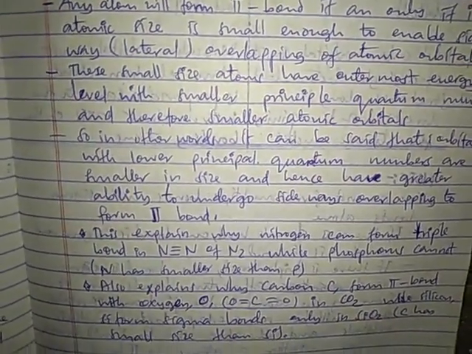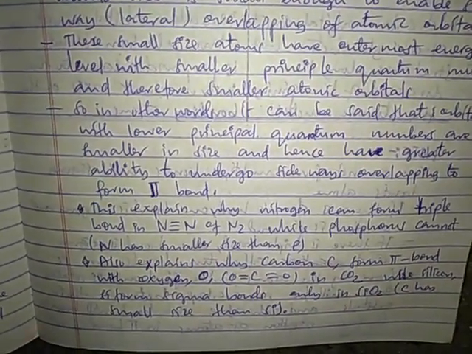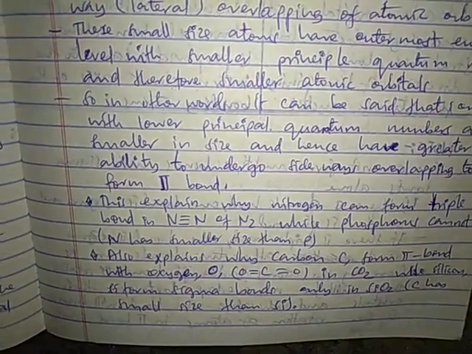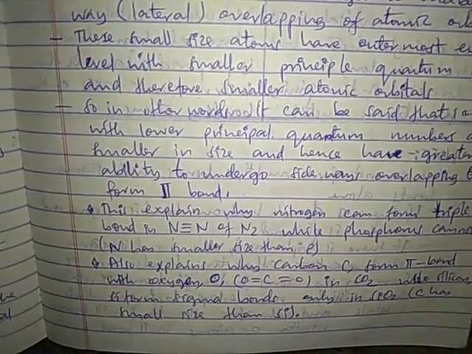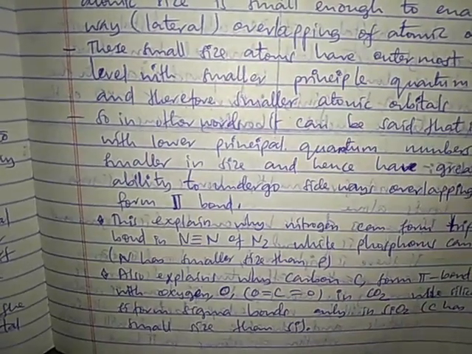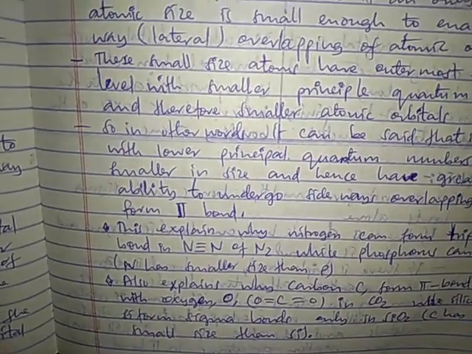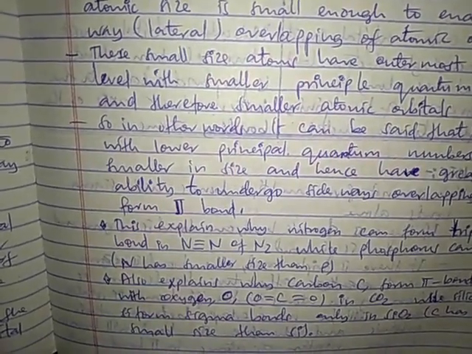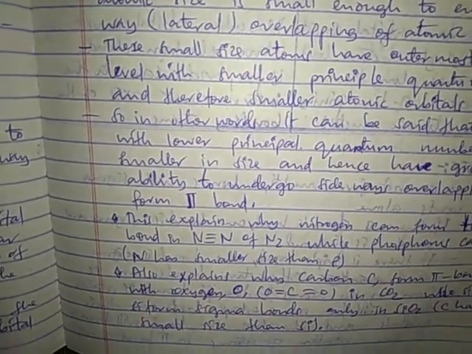Now this explains why nitrogen can form triple bond. Nitrogen gas can form triple bond, while phosphorus cannot. Why? Because nitrogen is smaller compared to phosphorus. So the ability of nitrogen to form triple bond, that means one of the bonds is the sigma bond and two of the bonds are pi bonds, because nitrogen is smaller.